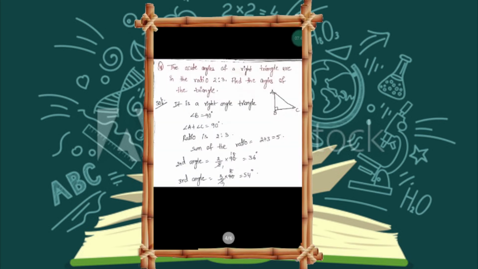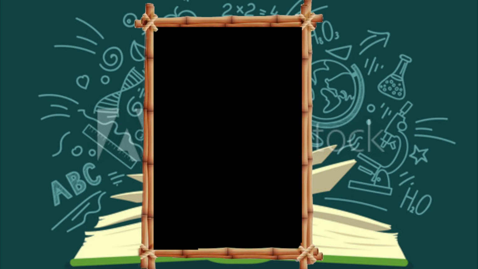See the next problem. The acute angles of a right angle triangle. Right angle triangle means, as the name says, in the right angle triangle one angle is a right angle. The remaining two angles are acute angles children. The acute angles of a right angle triangle are in the ratio 2:3. We don't know the angles, but they gave only the ratio of the remaining two acute angles. One angle must be 90 degrees. Why? Because it is a right angle triangle.